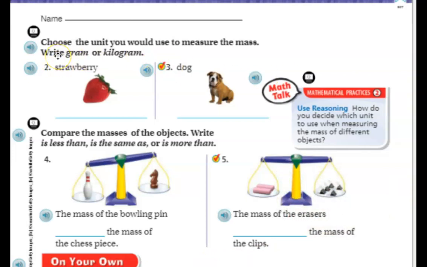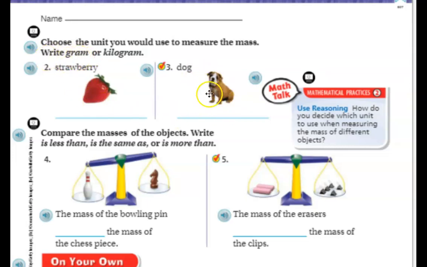We're on the next page now, and it says choose the unit you would use to measure the mass, the metric measurement. Would you use a gram, which only has 4 letters, so it's very light, or would you use kilogram, which is a little bit heavier? It has 1,000 grams in it. So a strawberry. Put a strawberry in your hand. Do you have to use any muscle? Absolutely not. So it would be a gram.